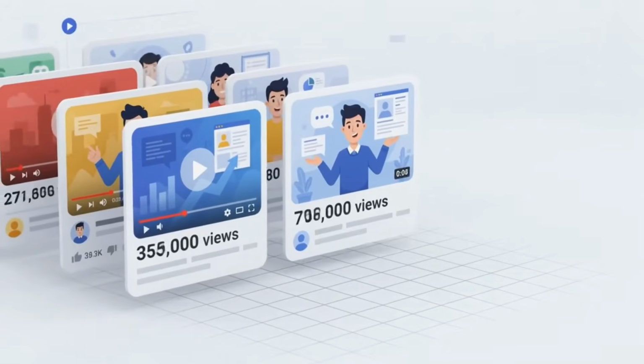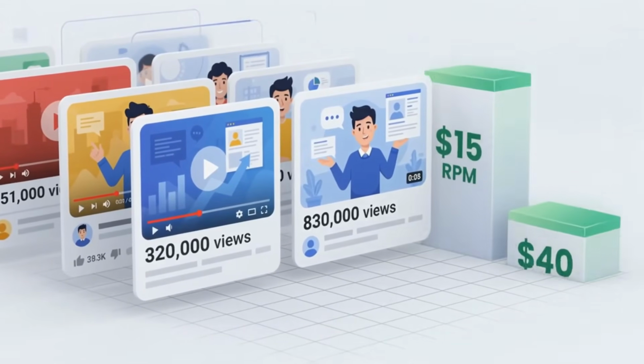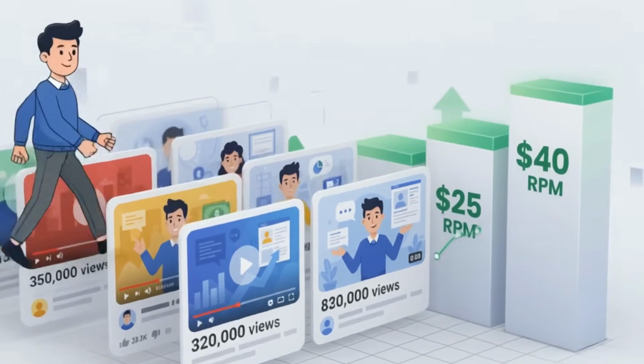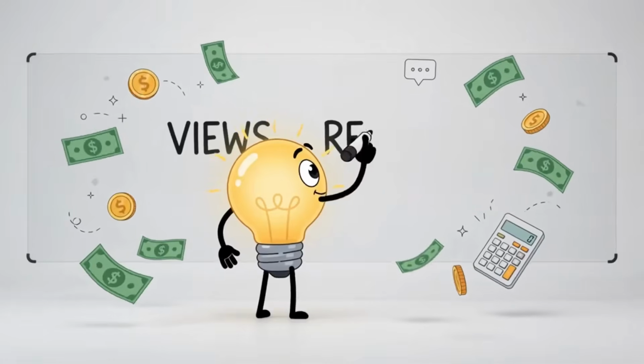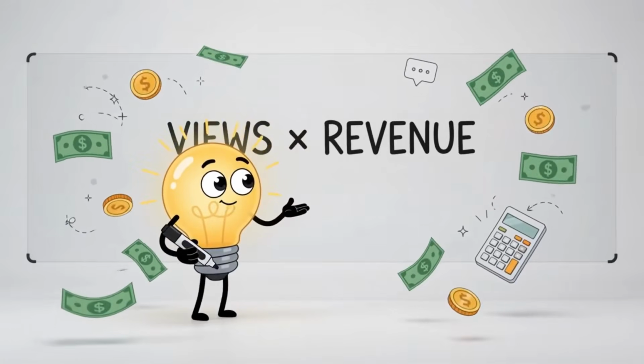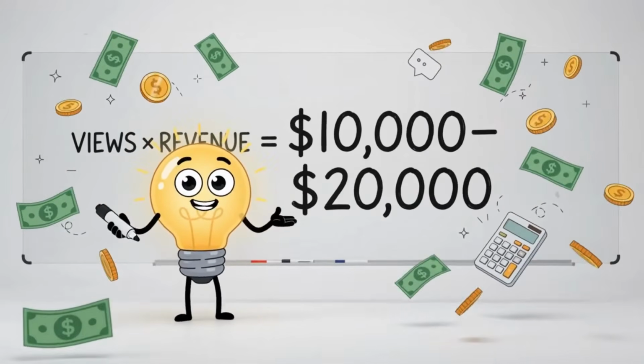We are talking about hundreds of thousands of views per video in a finance niche where the RPMs sit anywhere between $15 to $40 per thousand views. Do the math on that. A single video can easily clear 10 to 20 grand in ad revenue alone.